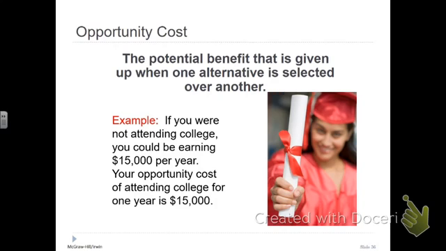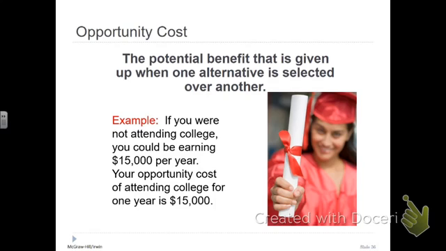We also have to weigh and consider opportunity costs. An opportunity cost is what we give up when we make a decision. And for those of you that have had me in economics, we talk about this all the time.